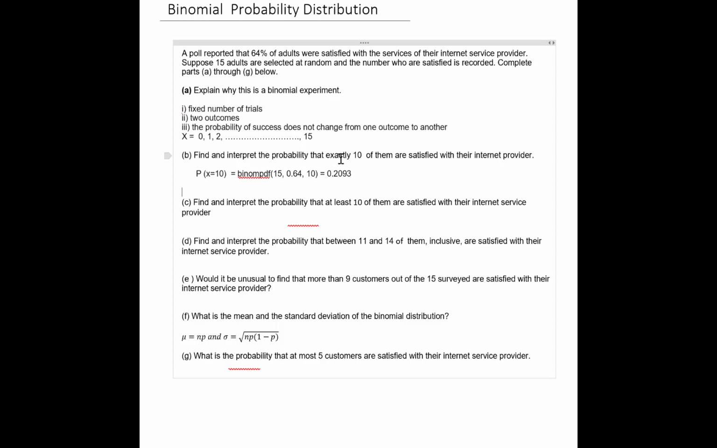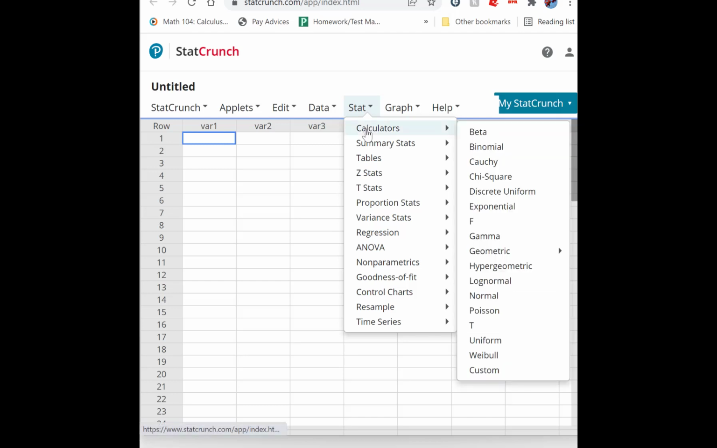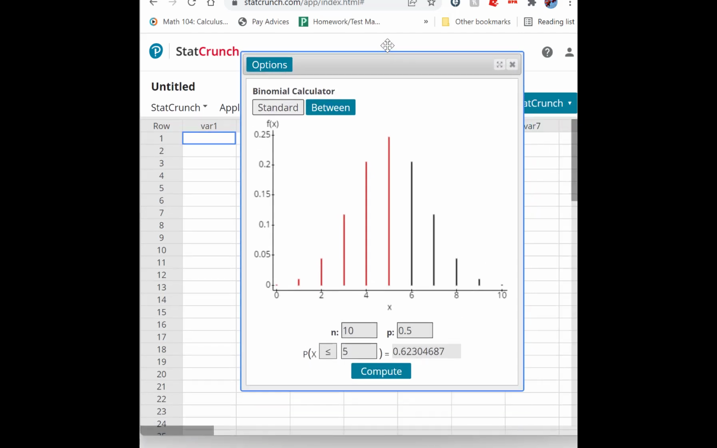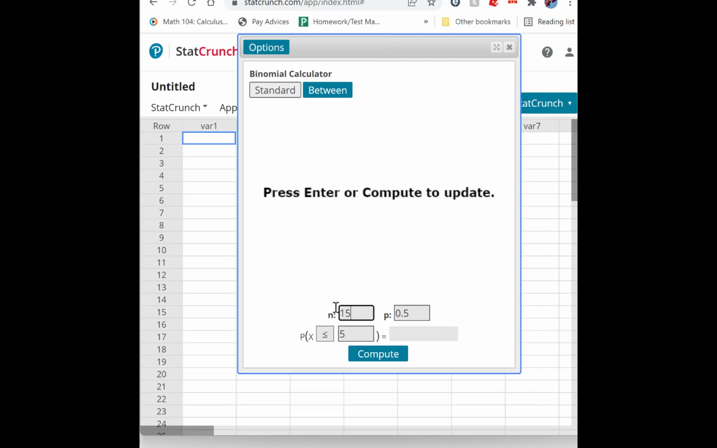How can we use StatCrunch to do this one? So I'm going to open StatCrunch and show you how to do this. Okay, for StatCrunch, you go to Stat, Calculator, Binomial, and here you go. You provide the value of n, which is 15 in this question, and you provide the probability of success, which is 0.64. You're going to find using StatCrunch, it's very straightforward here.